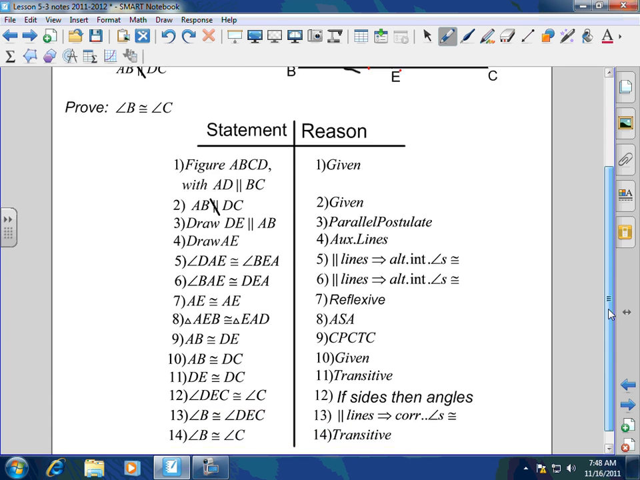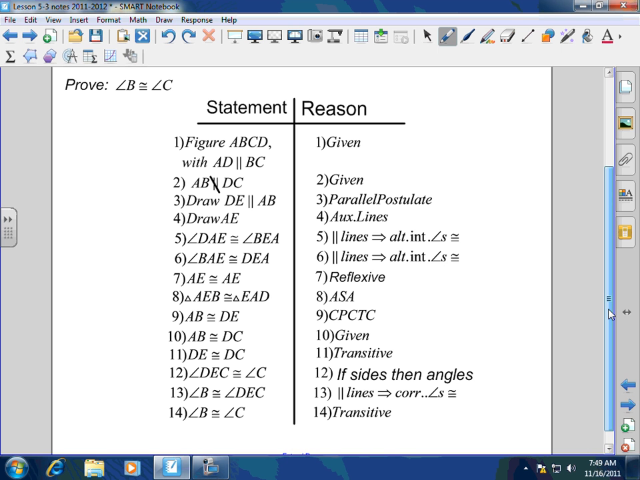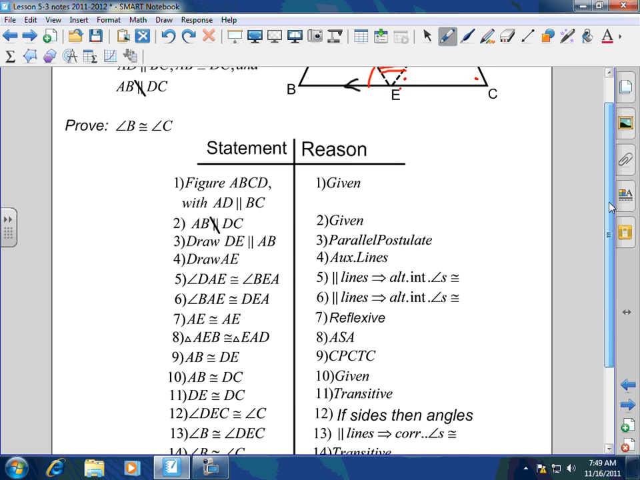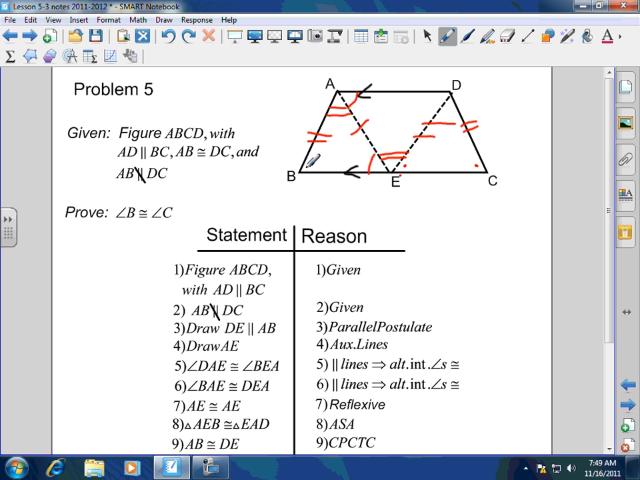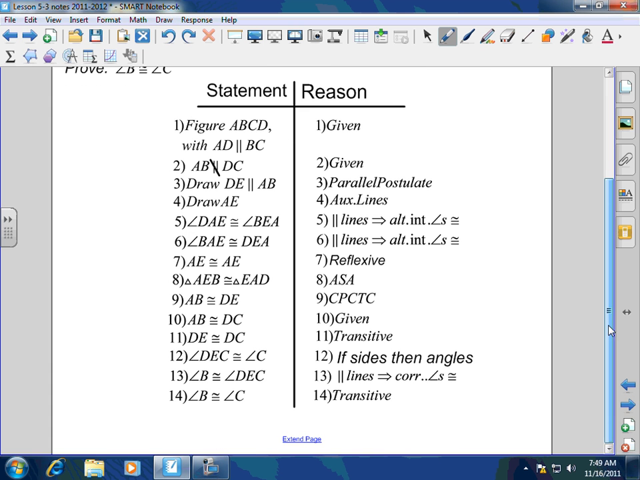Now, I've got that angle B is congruent to angle DEC because of corresponding angles. So let's look at that. Angle B, this guy over here, is congruent to DEC, this guy over here, because of corresponding. Look at the F. So angle B is congruent to DEC because if parallel lines, then corresponding angles are congruent. And last but not least, if DEC is congruent to C and B is congruent to DEC, then angle B must be congruent to angle C.